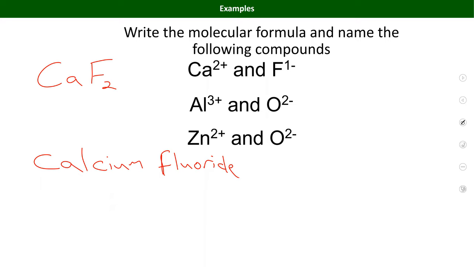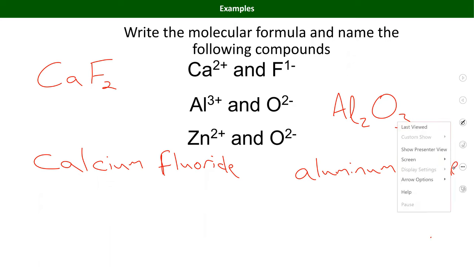How about aluminum and oxygen? This is about as complicated as it could get, right? Neither of them is a one, so we have to make sure we have the right number of each of them. If each aluminum has a plus three and each oxygen is minus two, they have to add up to zero. So the lowest common multiple of two and three is six, right? Might be a terminology you haven't heard in a long time. If we have two aluminums and three oxygens, they add up to zero: plus six from the aluminums and minus six from the oxygens. So Al2O3, which we would name as aluminum oxide. All right, there's an E there.